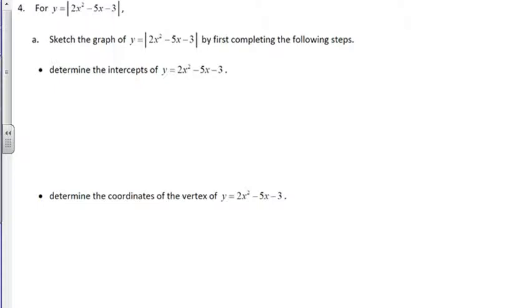First, we have to determine the intercepts. Let's do the y-intercept first. It's easy. What's the y-intercept of this? Yeah, so y equals -3. How do you get that? You put x as 0. If x is 0, that takes out the 2x squared and the minus 5x terms, giving you y equals -3.